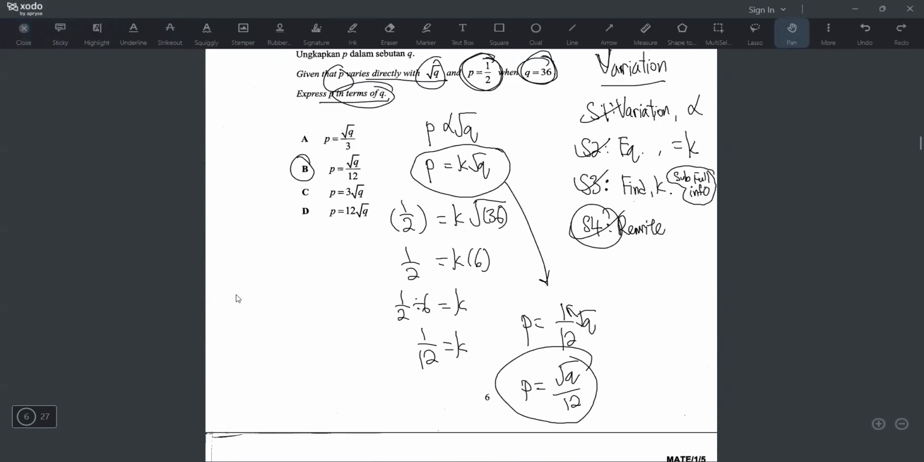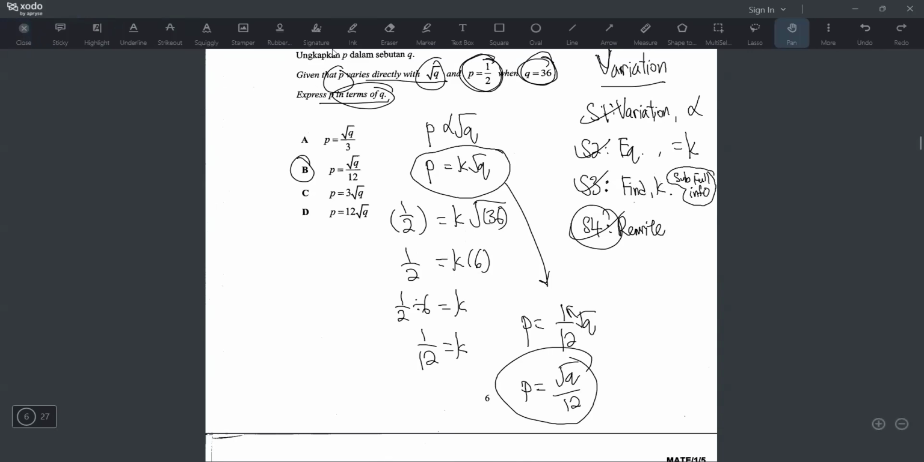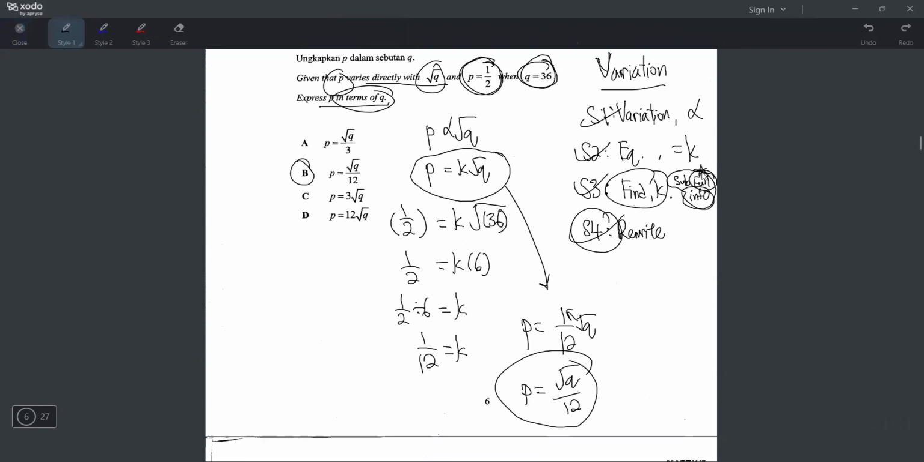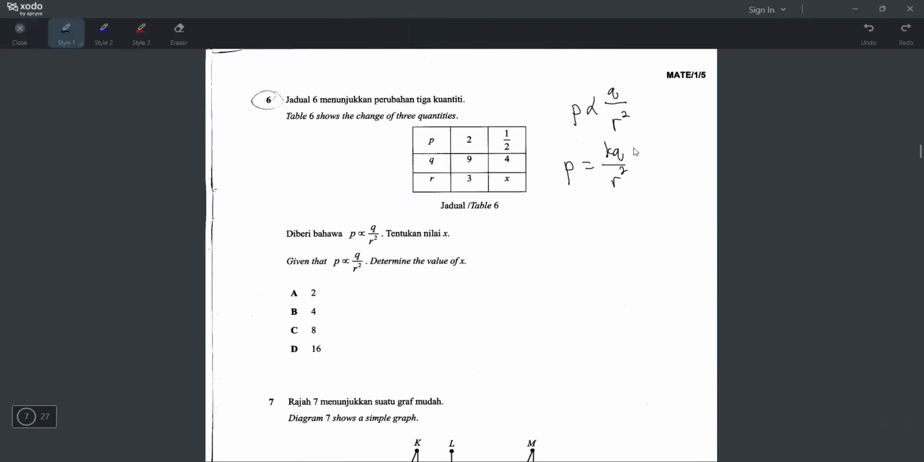And what is step 3? Let's go back to my notes. Step 3 is to find K. And the method to find K is to sub in the full information. You remember just now when I did number 5, I explained the keyword here is full, the complete information. If it's not complete, you cannot find K. So can you tell me, what is the full information I need in order to find K here? The full information will be P, Q, and R. You need to have all three of these. If one is missing, you cannot find K. So you need to have Q, P, and R. And don't forget the square here, because there is a power of 2 here. So P, Q, R, all three must be there.